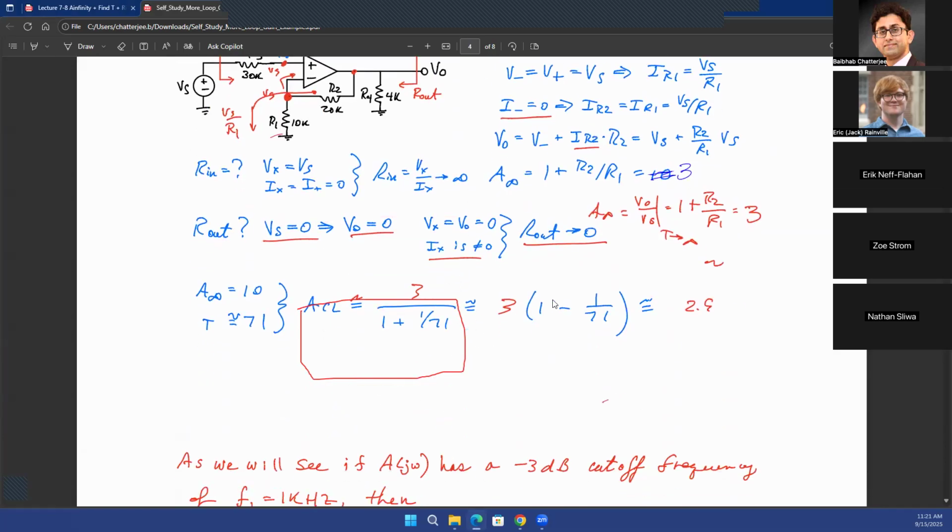And then you can find out what is going to be the overall closed loop gain as a function of A infinity divided by 1 plus 1 over T. And you'll see that that factor will come out to be, again, very close to the original gain number 3.